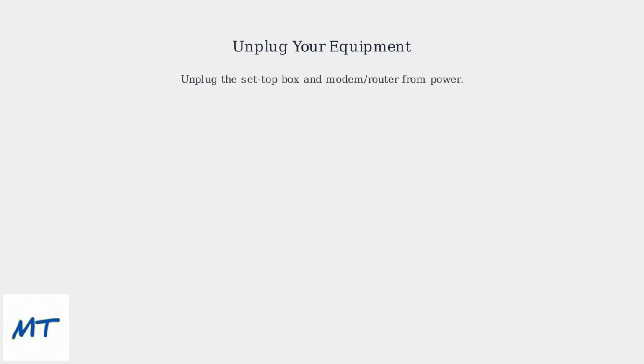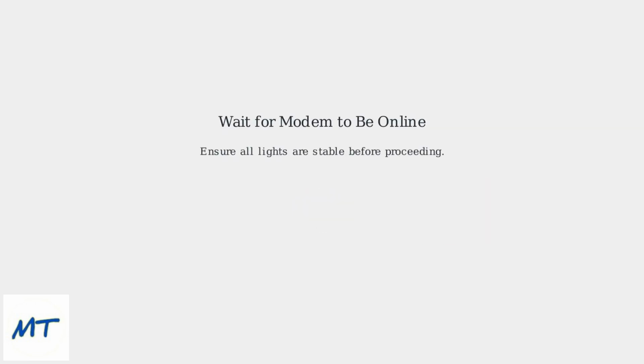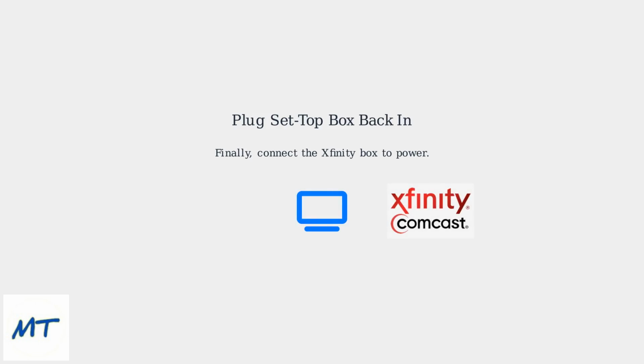Unplug your Xfinity set-top box and your modem or router, if applicable, from the power outlet. Wait for 60 seconds to ensure the device is fully powered down. Then plug the modem or router back in first. Once the modem or router is fully online, plug the Xfinity box back in. This restarts the connection process and often resolves temporary glitches.